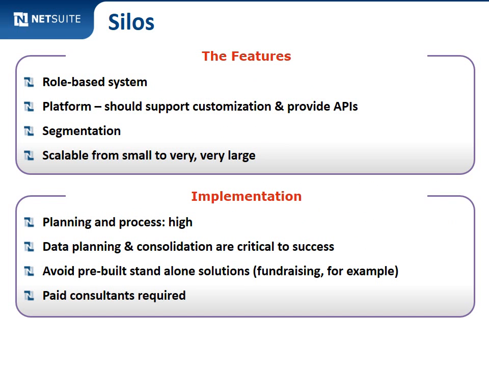So what are the features that you need to start looking at those siloed systems? You need role-based systems. It means the executive director sees something different from the data entry clerk. You need a platform that supports customization and provides APIs. You need to provide segmentation.